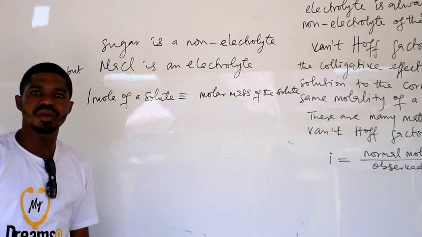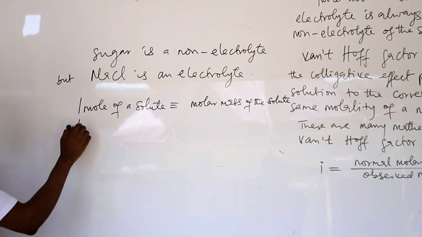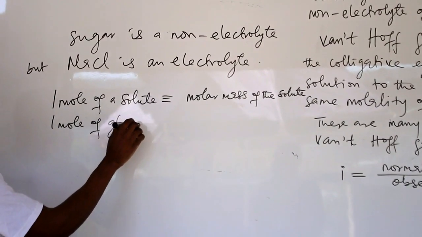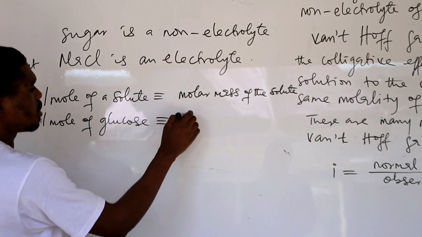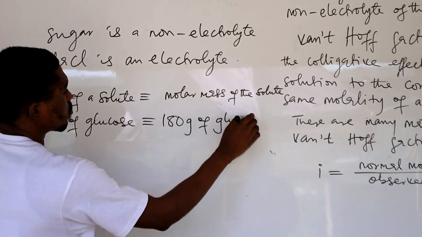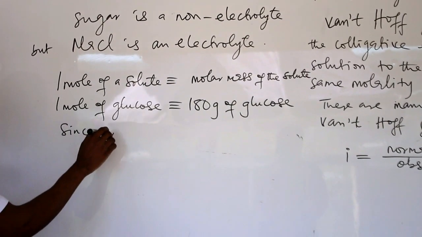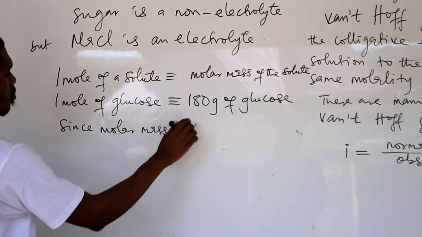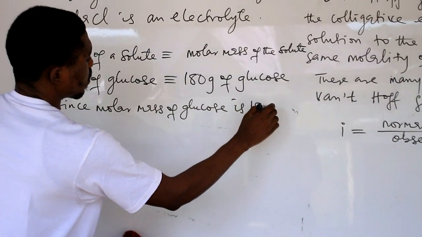Is equivalent to the molar mass of the solute, right? Now, what does that mean? It means that 1 mole of glucose is equivalent to 180 grams of glucose, since the molar mass of glucose is 180 grams per mole.